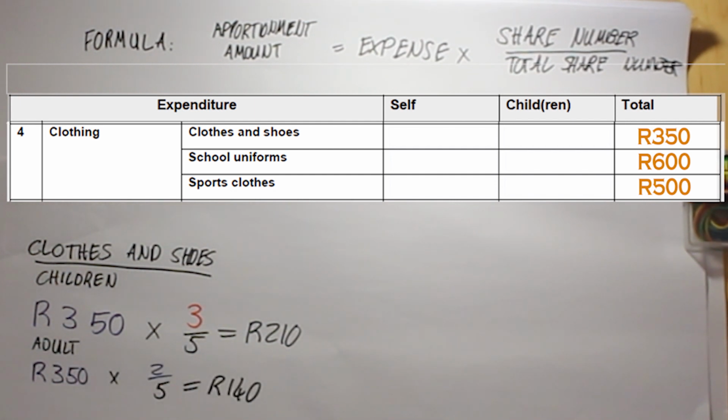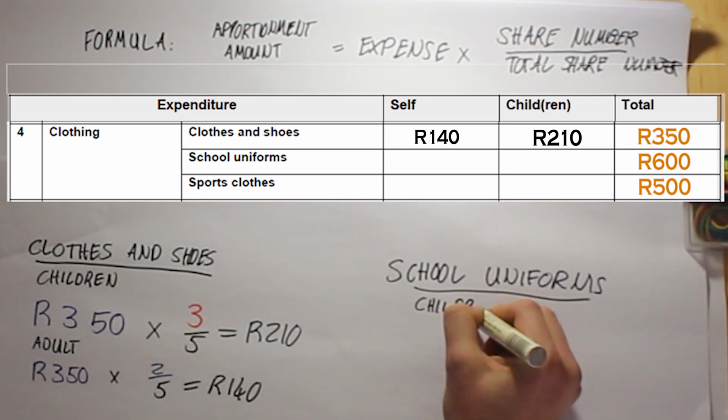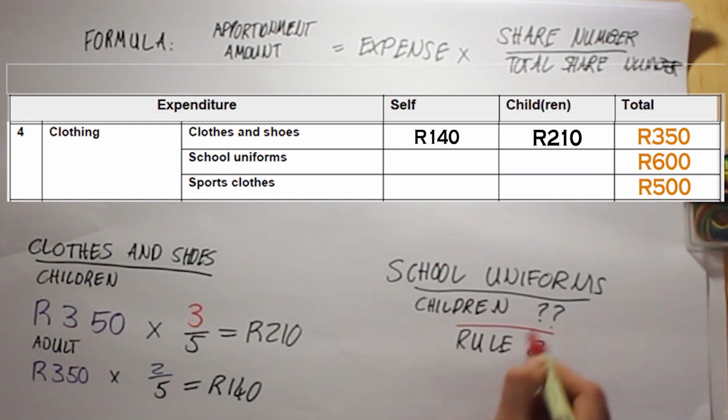Now we're going to look at school uniforms. But there is a problem here. Remember, Rule 2 states that amounts that are exclusively for the children may not be apportioned out. The whole value of school uniforms will be apportioned to the children only.